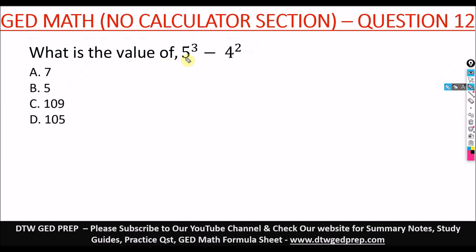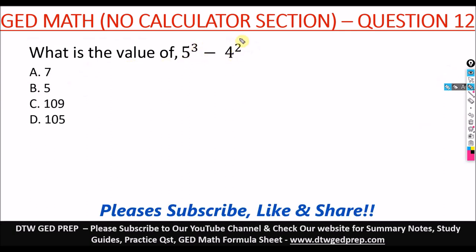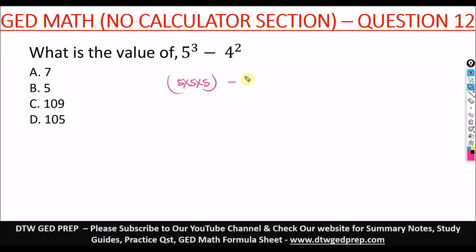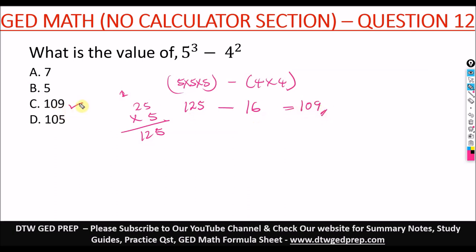Question 12 says, what is the value of 5 cube minus 4 square? Okay, the value of 5 cube is 5 times 5 times 5, minus 4 square, which is 4 times 4. 5 times 5 is 25, and 25 times 5 will get 125. Okay, I hope you know how to do multiplication. You know, this is a non-calculator section. So that's 5 carry 2, and 5 times 2 is 10 plus 2, that will give us 12. That's how we got 125. Minus 4 times 4 is 16. And 125 minus 16, we are going to get 109. So our right option here is option C.